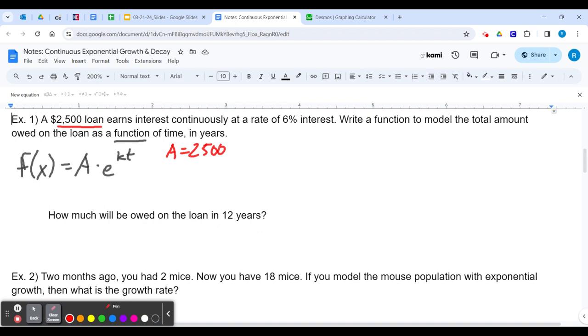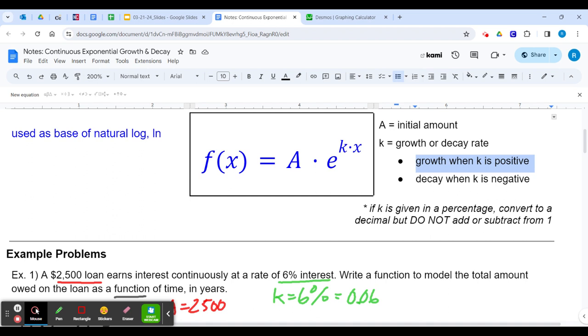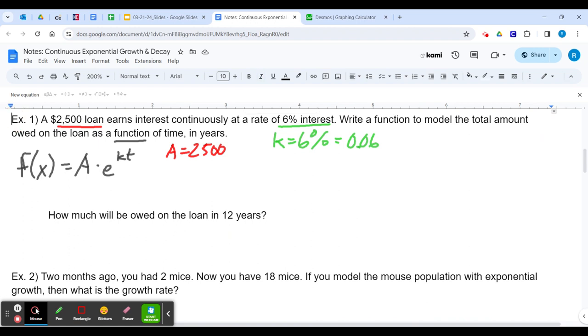Okay. And I know from this problem too that this interest rate here is going to be what our k is equal to. So our k is equal to 6%. Let's remember, though, we got to convert that over to a decimal, so 0.06. And also remember, if we think back to that definition of k and how it's used, when it's positive, we get growth, and we don't need to add or subtract 1, so we can just leave it as is right here when we put it into our formula.